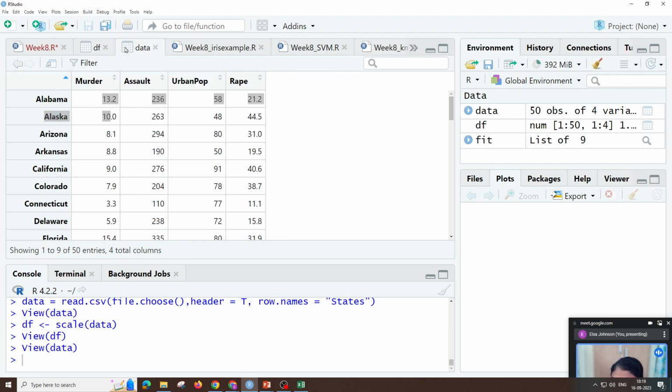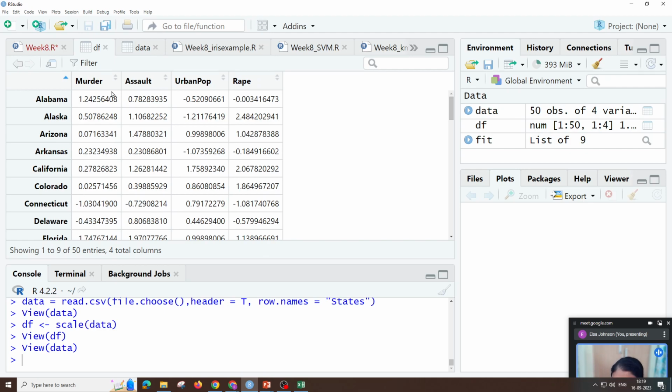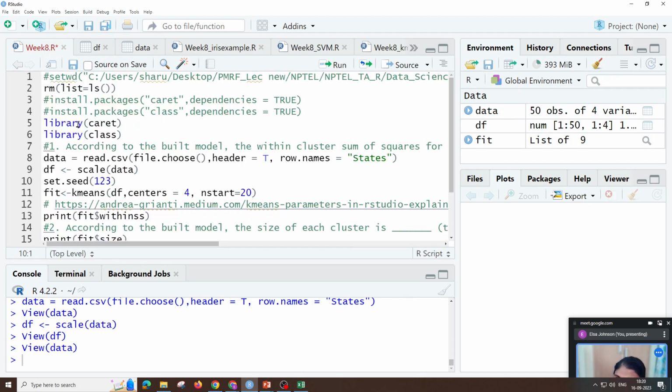The initial data was looking like this, and when you have scaled it, it came in this way. Why is it done? Because in this particular algorithm, you are forming clusters, right? The distance between the clusters is taken for this type of algorithm, the Euclidean distance, even for KNN classification also.